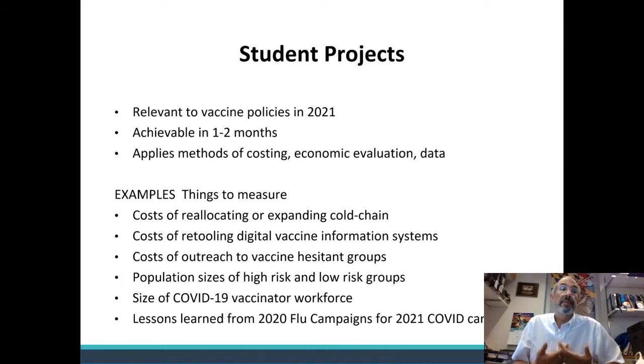And so here are some examples of things that students in this class should be able to do at the end of the class. There will be a need to reallocate pieces of the cold chain. There will be the need to expand the cold chain. And we want our students to get down and start modeling those costs. What will it cost to reallocate or expand the cold chain? The vaccine tracking systems, the information systems, don't have a field for COVID-19 vaccine yet. What will it cost to retool them? What will it cost to improve how they track these new subgroups that will be receiving vaccine? We need to get those ready. We need the finances to retool those vaccine tracking systems.